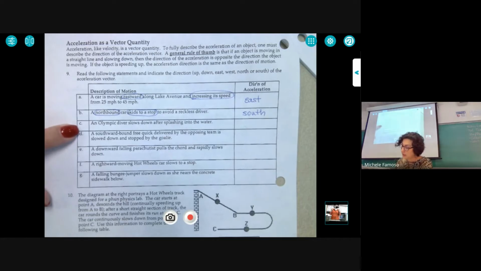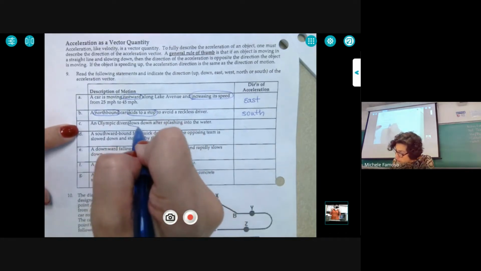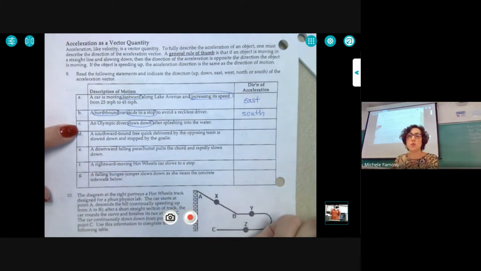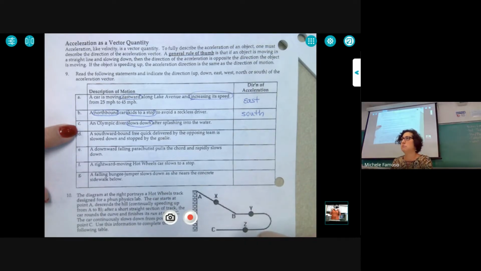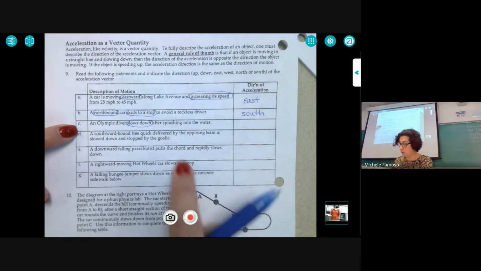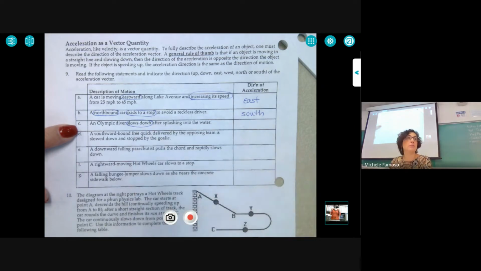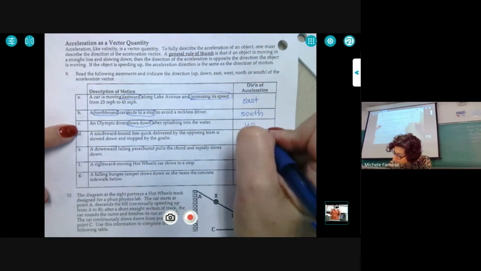We have an Olympic diver who slows down after splashing into the water. Okay, ask yourself, which way was the diver moving? Not south toward Florida, no. Down towards the ground. That's down. And they're slowing down. So what's the direction of this acceleration? Up. Yep. Upwards towards the sky.